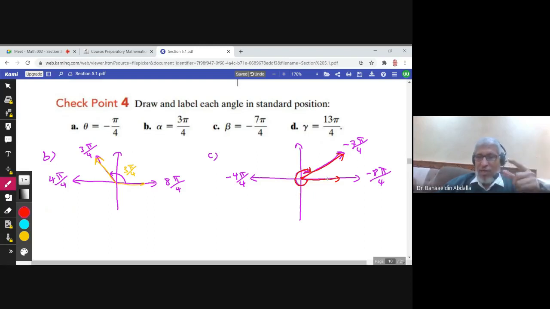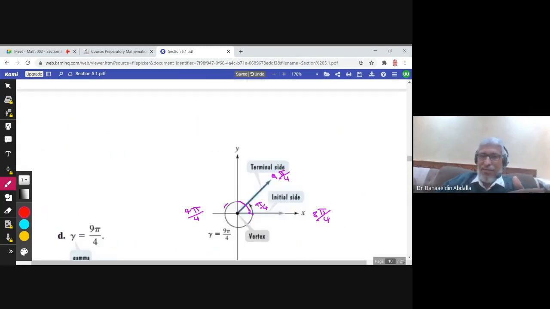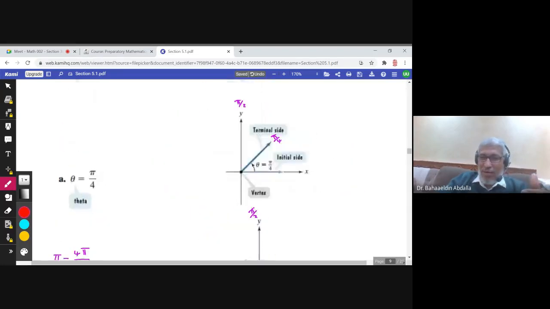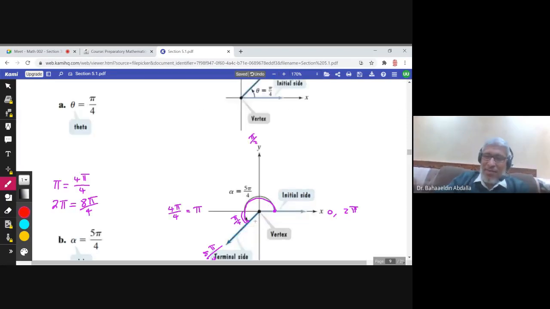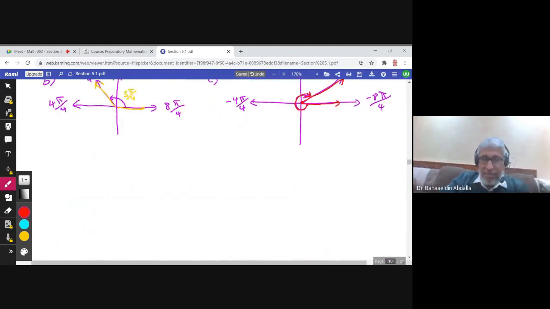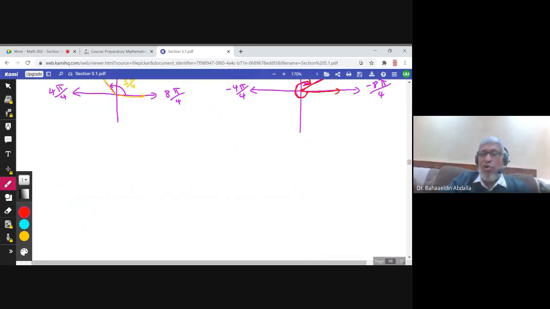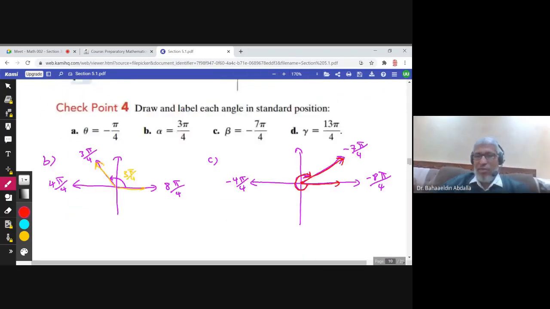Notice also that this angle negative 7 pi over 4 and 9 pi over 4 and pi over 4, all three of these angles, have the same initial side and the same terminal side. We will call them coterminal angles. So negative pi over 4 is easy, it is here.